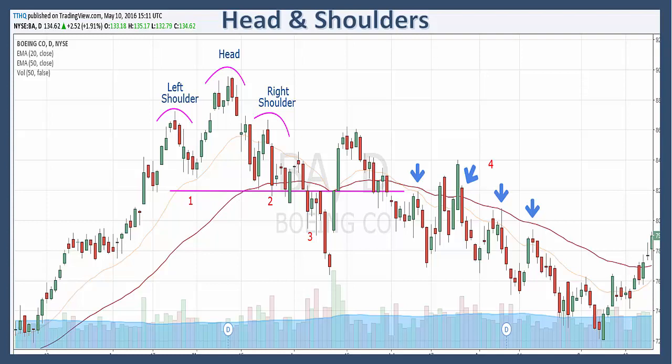As you can see in Boeing, once that neckline's broken, the volume to try to get back up through the 50-day moving average is weak, and we continue to bounce off of the moving average and the price falls further down. Thanks for watching the video. This is the head and shoulders pattern.